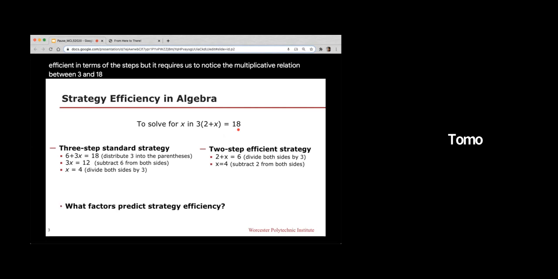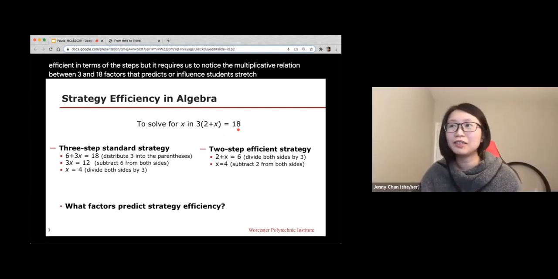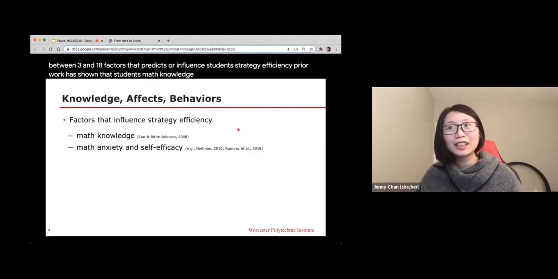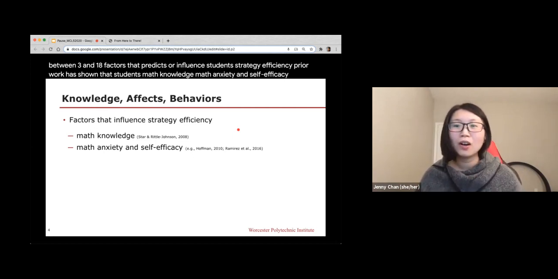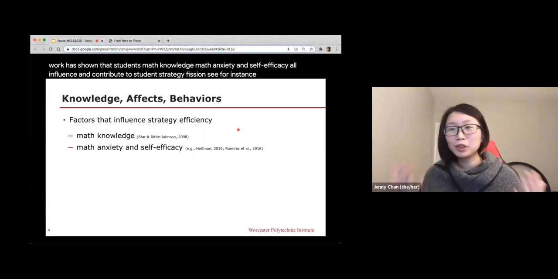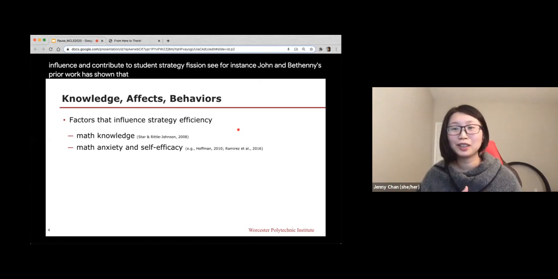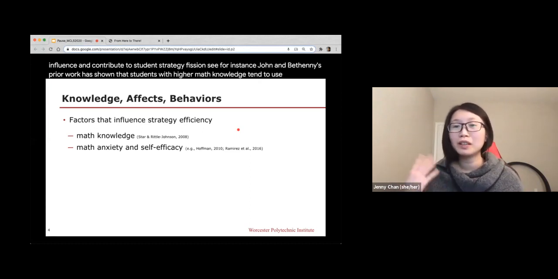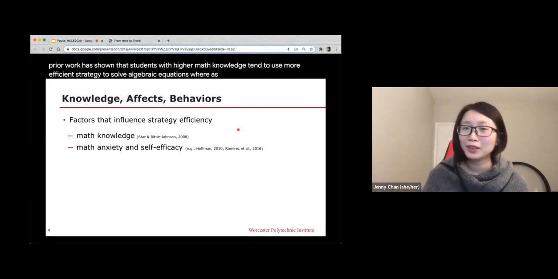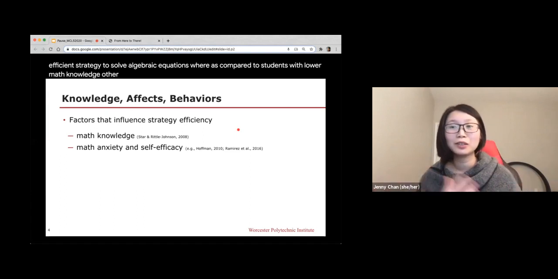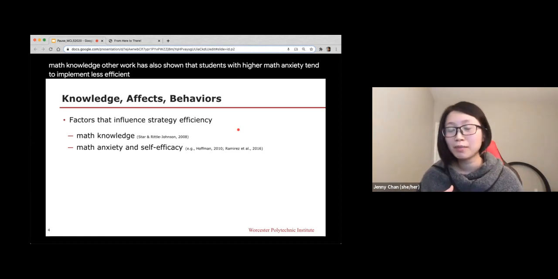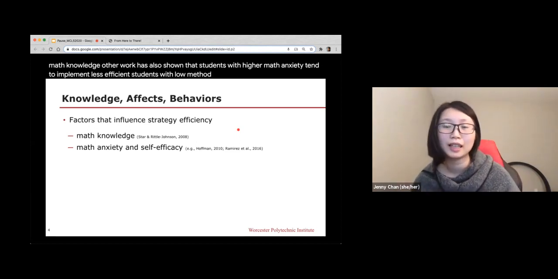So what are the factors that predict or influence students' strategy efficiency? Prior work has shown that students' math knowledge, math anxiety, and self-efficacy all influence and contribute to students' strategy efficiency. For instance, John and Bethany's prior work has shown that students with higher math knowledge tend to use more efficient strategies to solve algebraic equations, compared to students with lower math knowledge. Other work has also shown that students with higher math anxiety tend to implement less efficient strategies to solve arithmetic problems compared to students with low math anxiety.